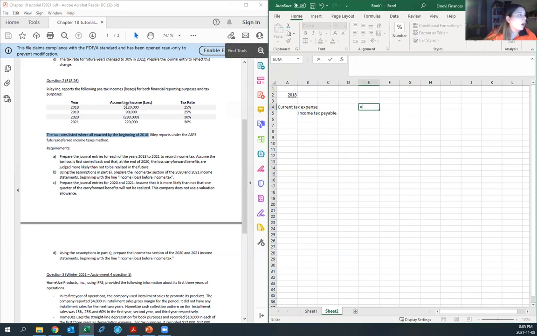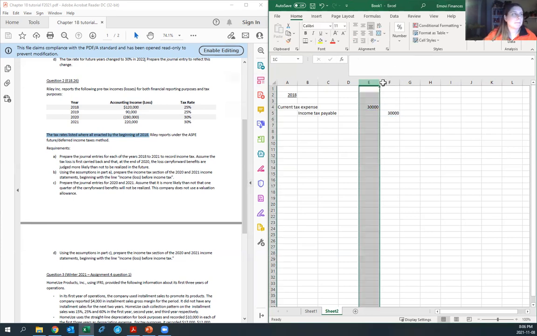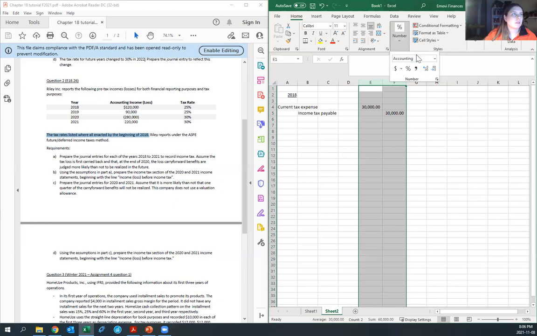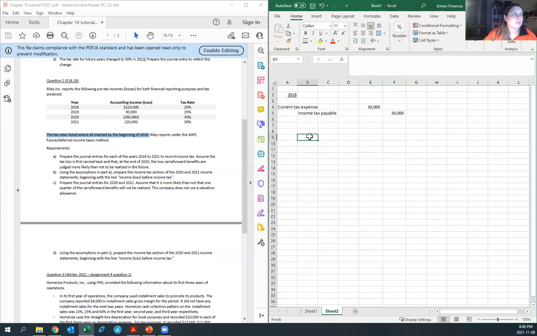Amount is going to be your $120,000 times 25%. And that's it for 2018. For 2019, again, you want to do the same transaction. But now their accounting income was $90,000 times the same tax rate of 25%.